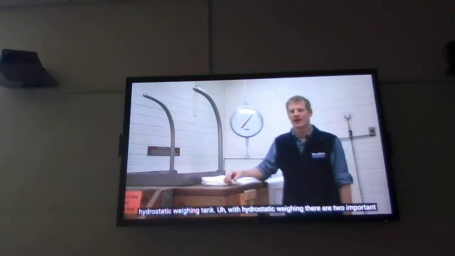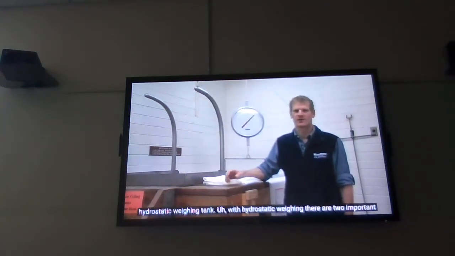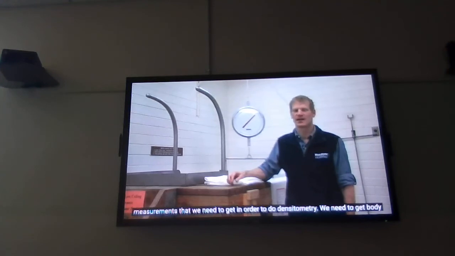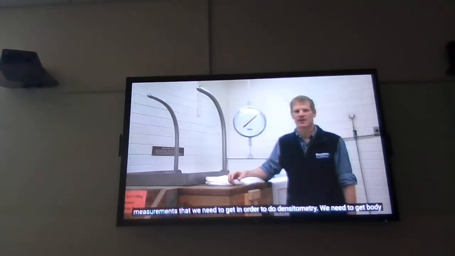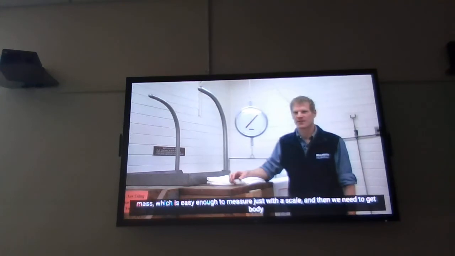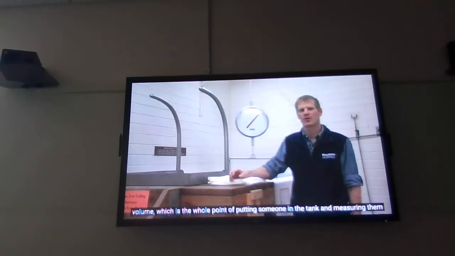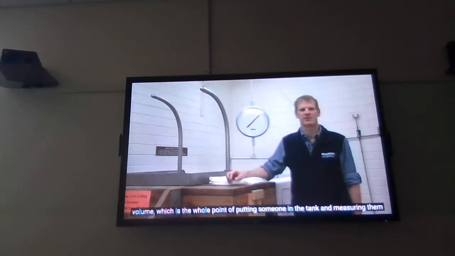Notice that word densitometry. With hydrostatic weighing, there are two important measurements that we need to get in order to do densitometry. We need to get body mass, which is easy enough to measure just with a scale, and then we need to get body volume, which is the whole point of putting someone in the tank and measuring them underwater.